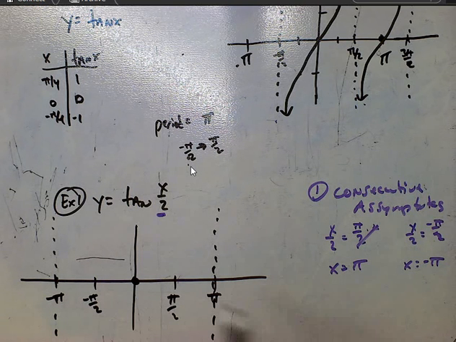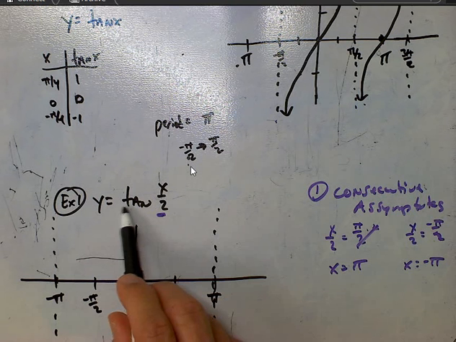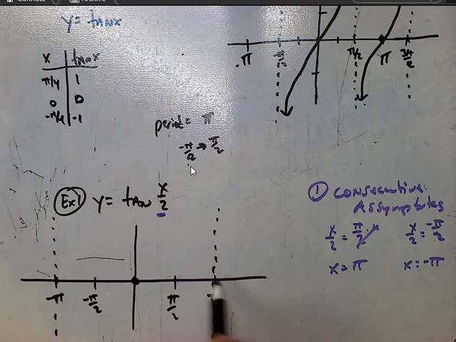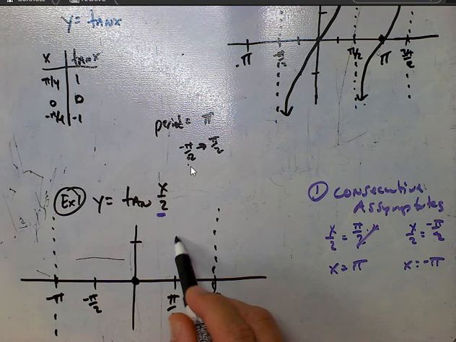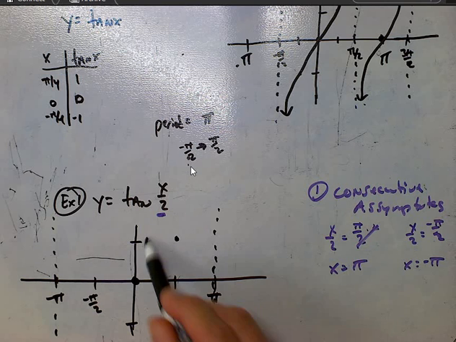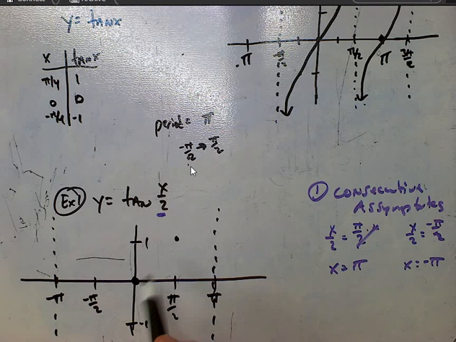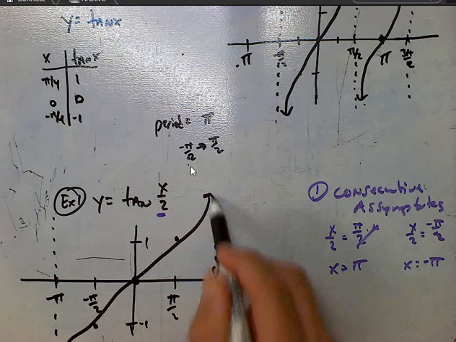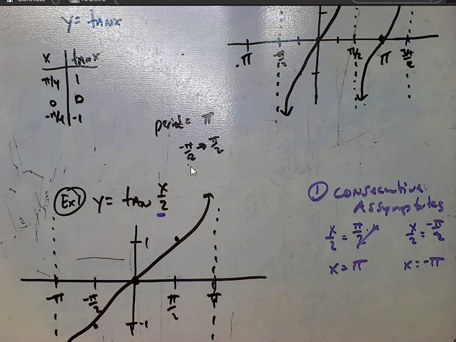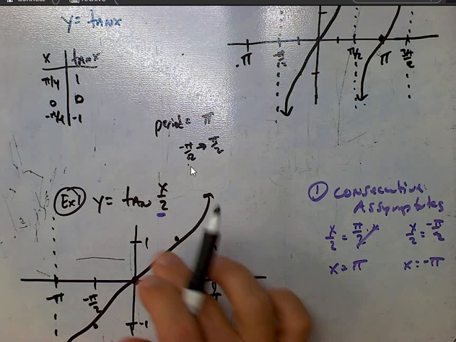And since this is a positive tangent, halfway between the 0 and the pi, or the first asymptote, it's going to be 1. Halfway between negative pi and 0 is going to be the negative 1, and the graph is going to go up like that. Okay. Probably more along the lines of this.